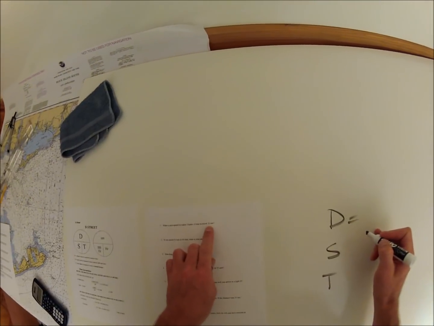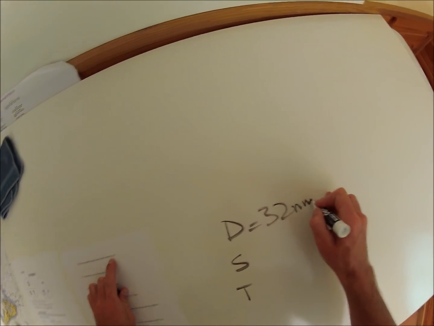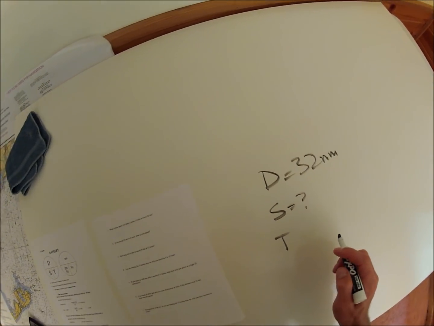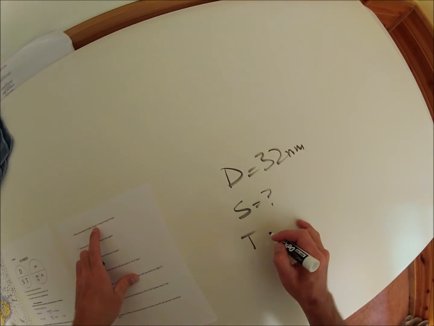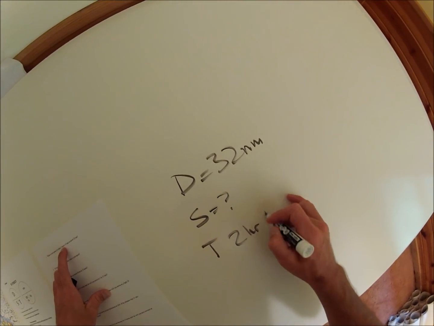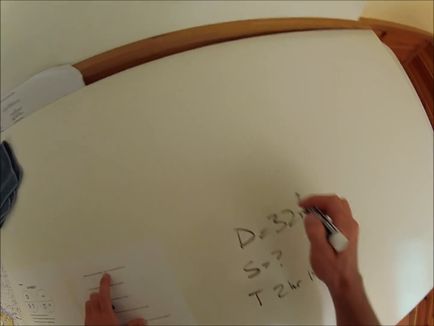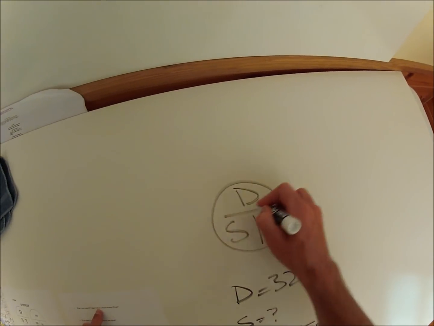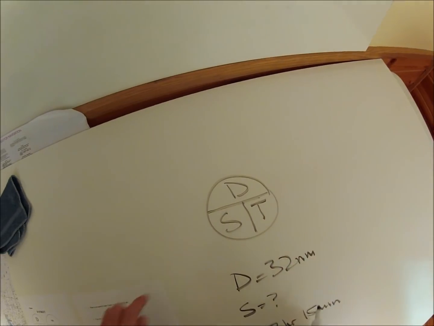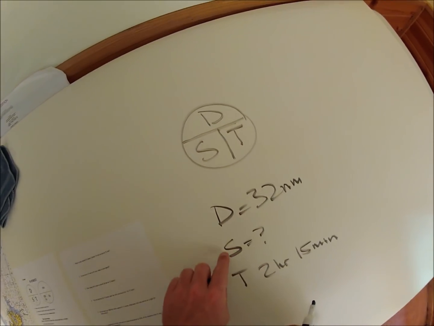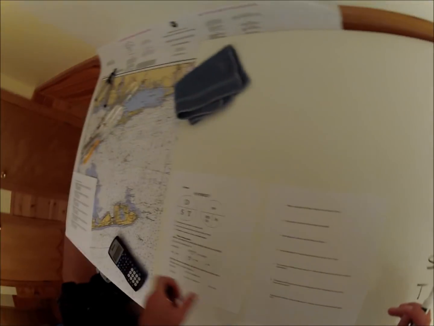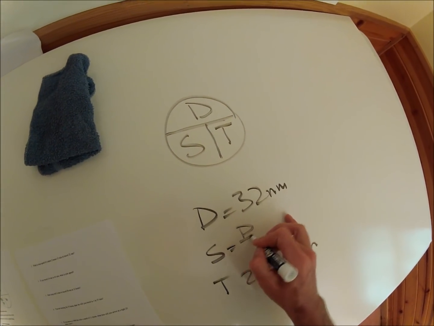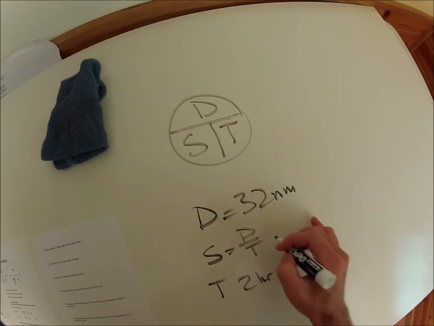Distance is 32 nautical miles. Speed, it says, what is your speed? That's what we're looking for. Time, 2 hours, 15 minutes. Right? Now we have distance, speed, time. Right? This is a little bit of an example. Speed equals distance over time. So this speed in question is equal to distance over time. We have both of those. We're in luck. We can do this.